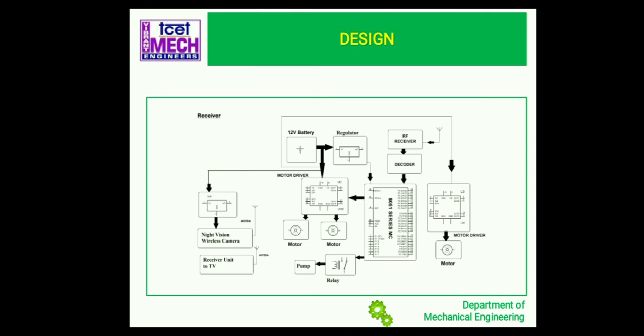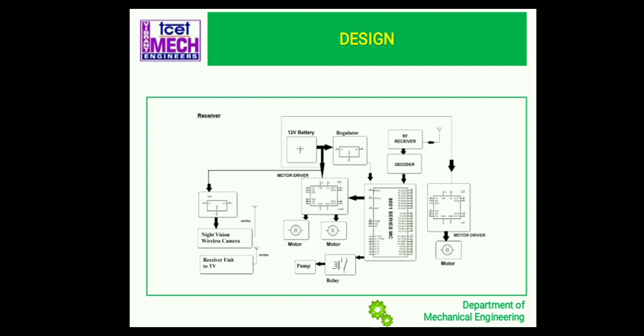We have an RF receiver. RF stands for radio frequency. Then the motor is driven by a 12-volt battery. Then we also have a night vision wireless camera and receiver unit. We are also using a pump for spraying water, and for it we are using a relay.